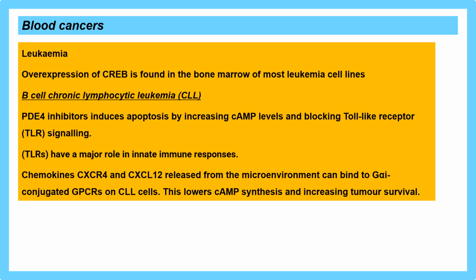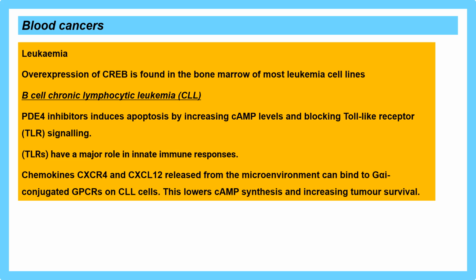So in association with the GPCR signaling pathway, overexpression of CREB is found within the bone marrow of most leukemia cell lines. For example, B cell, which is a type of white blood cell. In the chronic state of this type, PDE4 inhibitors, so the phosphodiesterase that inhibits the cAMP production, induce apoptosis by increasing cAMP levels. So when you have inhibitors of this phosphodiesterase, that is what increases apoptosis because the cAMP levels are increasing, and it also blocks another type of receptor called toll-like receptor. And TLRs play a major role in innate immune responses.